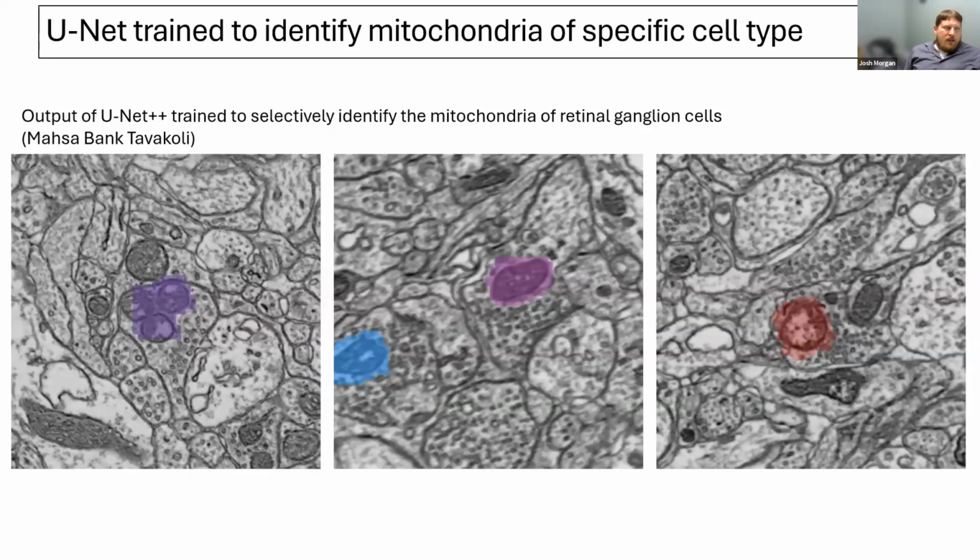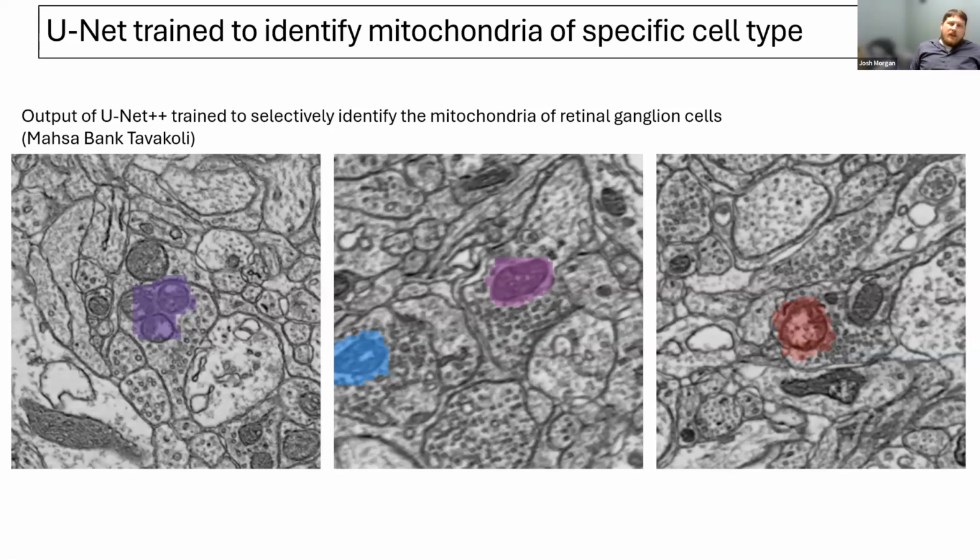So this is just some recent work by Massabank Tavakoli, the same person who did the quality check stuff, where we trained a network to find not just mitochondria, but mitochondria of the boutons of retinal ganglion cells. So it's not just using the morphology of the mitochondria, it's also saying this mitochondria is next to some large vesicles, probably that's what it's saying, and using some other cellular features to pull out a particular subtype of mitochondria from lots of different mitochondria.